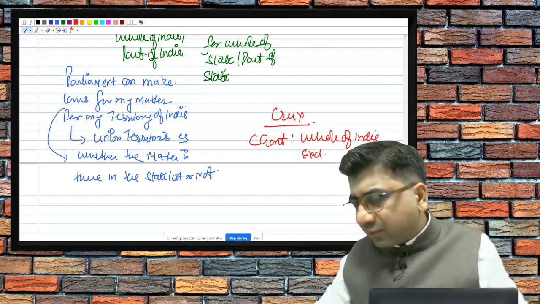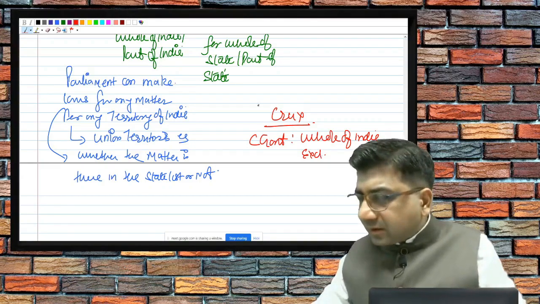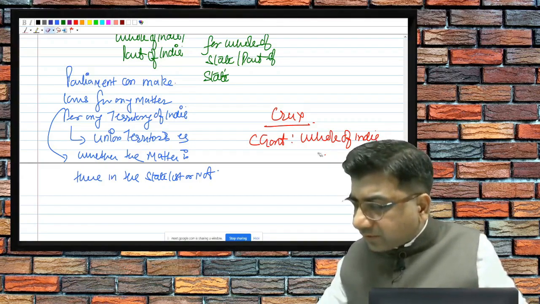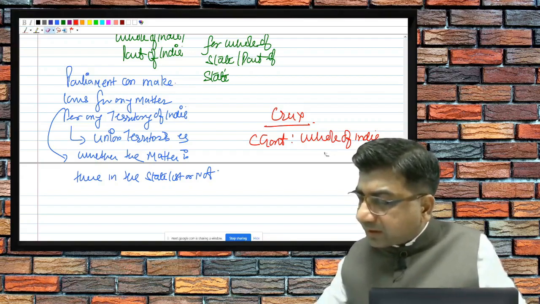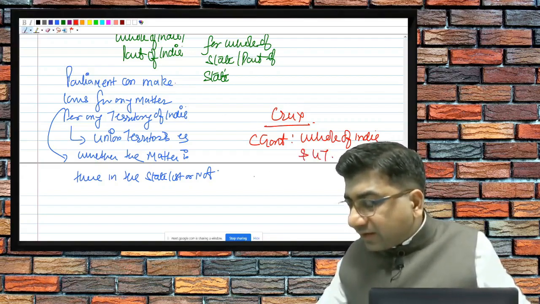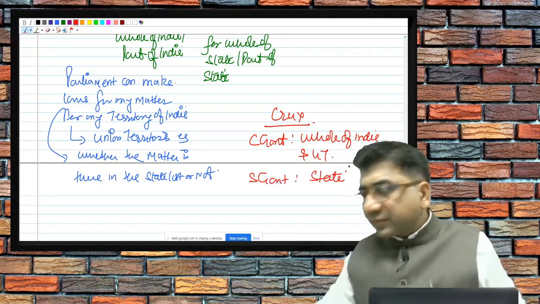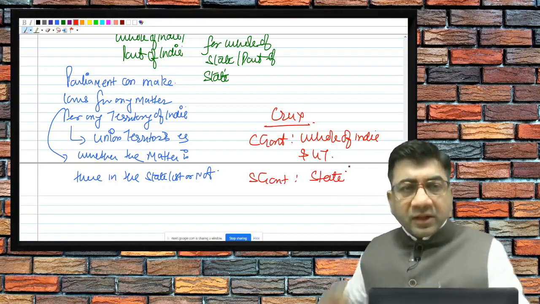excluding the state, roughly, because there state laws apply, whole of India and union territory. Whereas the state government can make laws for the state. Fine. Now let's proceed.